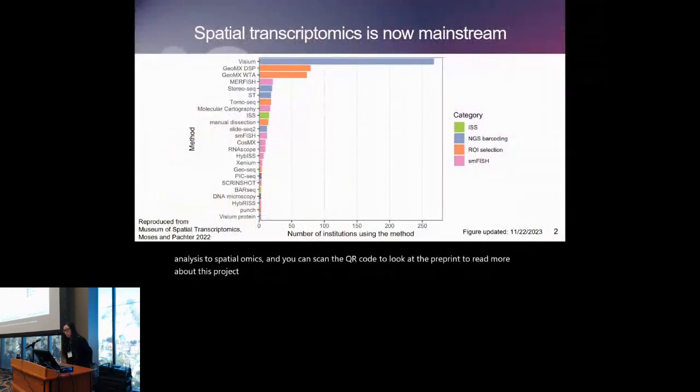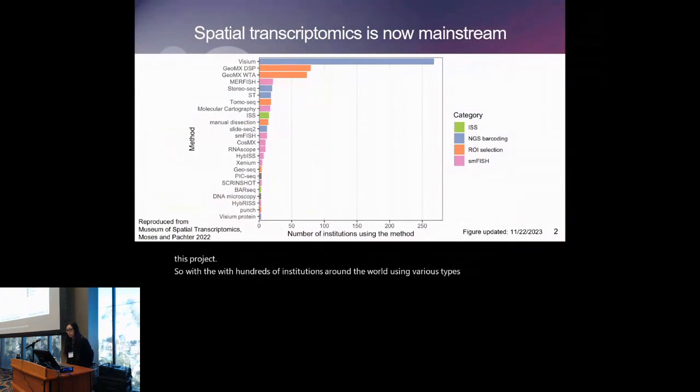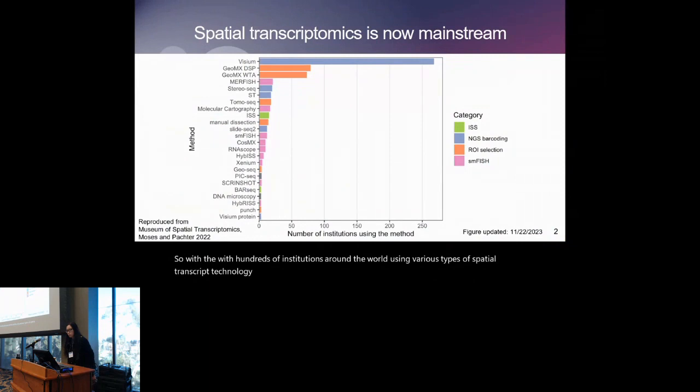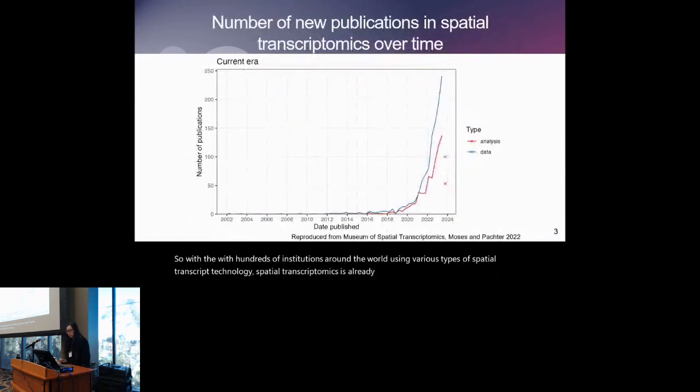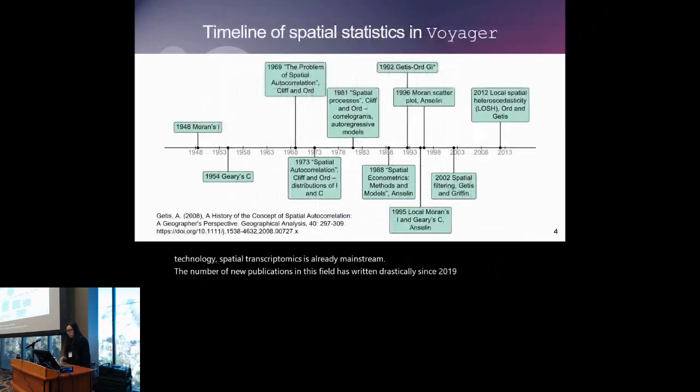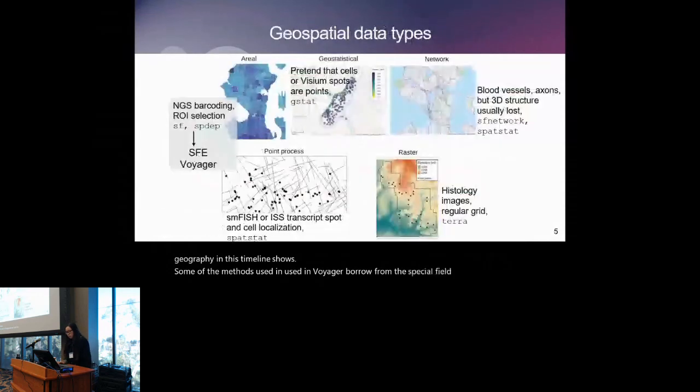With hundreds of institutions around the world using various types of spatial transcriptomics technology, spatial transcriptomics is already mainstream. The number of new publications in this field has risen drastically since 2019. However, there has already been decades of research in spatial data analysis prior to 2019, and mostly in geography. And this timeline shows some of the methods used in Voyager borrowed from the geospatial field.